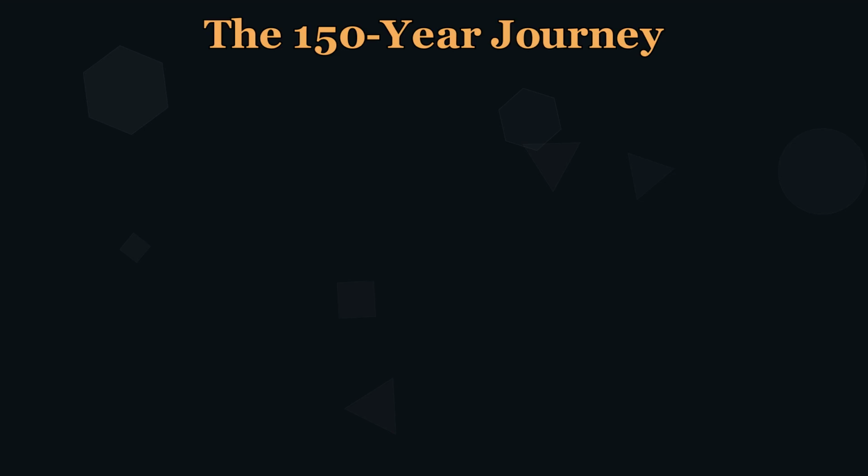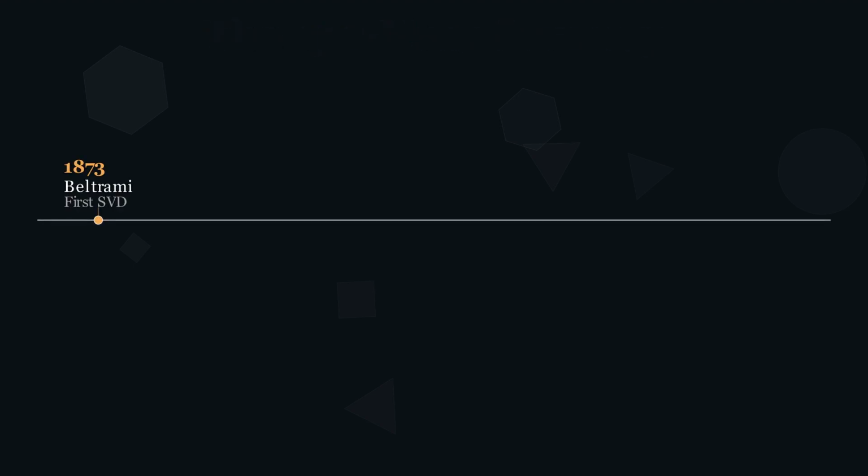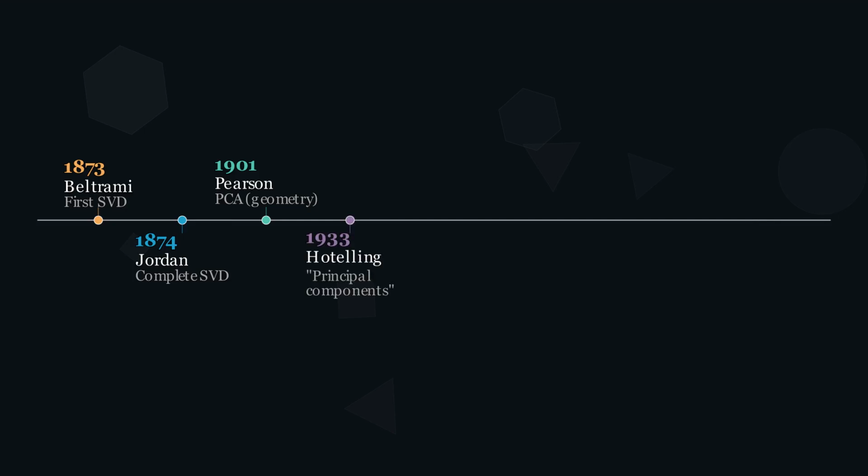The story of SVD spans more than 150 years. In 1873, Eugenio Beltrami published the first derivation in an Italian mathematics journal. 1 year later, Camille Jordan independently derived a more complete version. In 1901, Carl Pearson invented PCA as a geometric tool. Harold Hotelling formalized it in 1933, coining the term principal components. And in 1936, Eckart-Young proved that truncated SVD is the optimal approximation. In 1965, Golub and Kahan created the first numerically stable SVD algorithm, making it practical for computers.